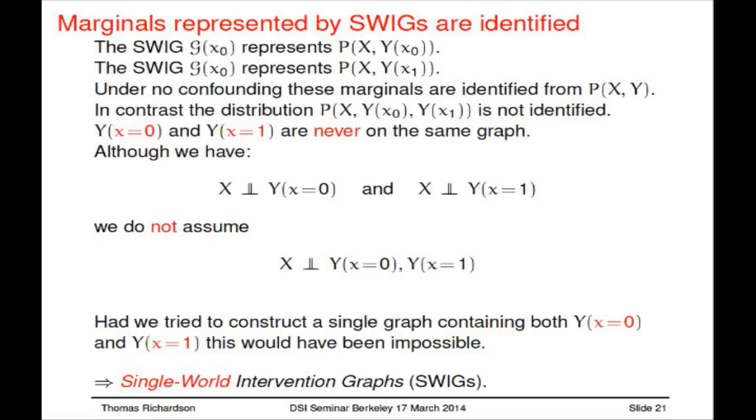So the key point is that SWIG stands for single world intervention graph, because we're not going to have both of these. It's a single possible world, basically. We're not going to have both of these random variables on the same graph.